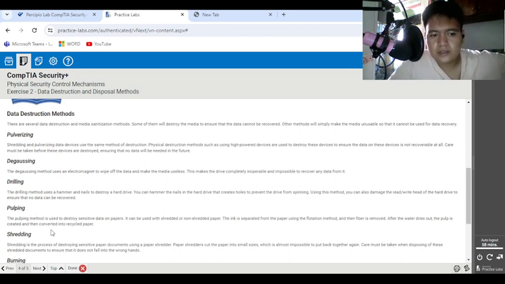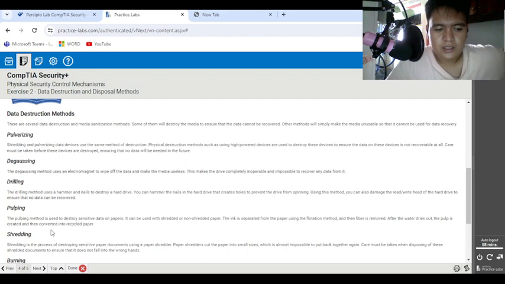Degaussing uses an electromagnet to wipe the data, makes the media useless, makes the drive completely inoperable and impossible to recover any data from it. Drilling method uses a hammer and nails to destroy hardware. You can drive nails into a hard drive, which creates holes to prevent the platters from spinning. This method can also damage the read-write head of the hard drive to ensure that no data can be recovered.